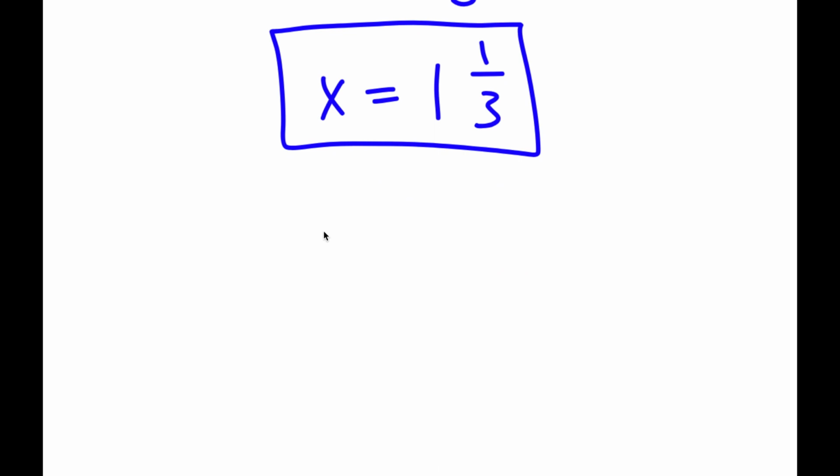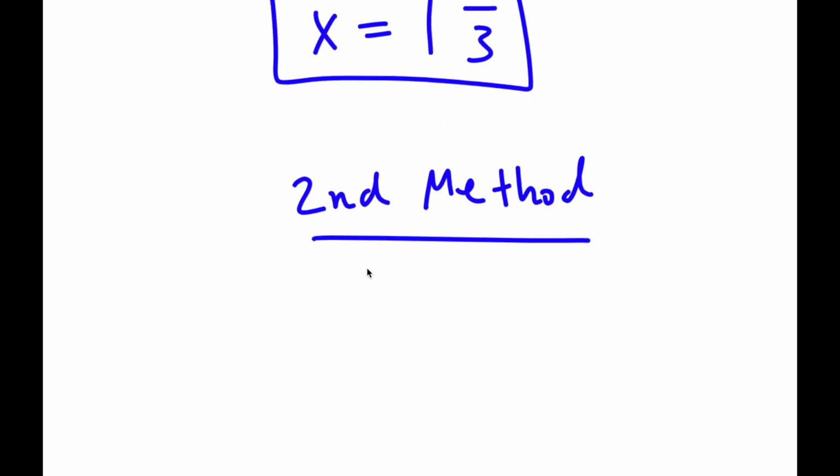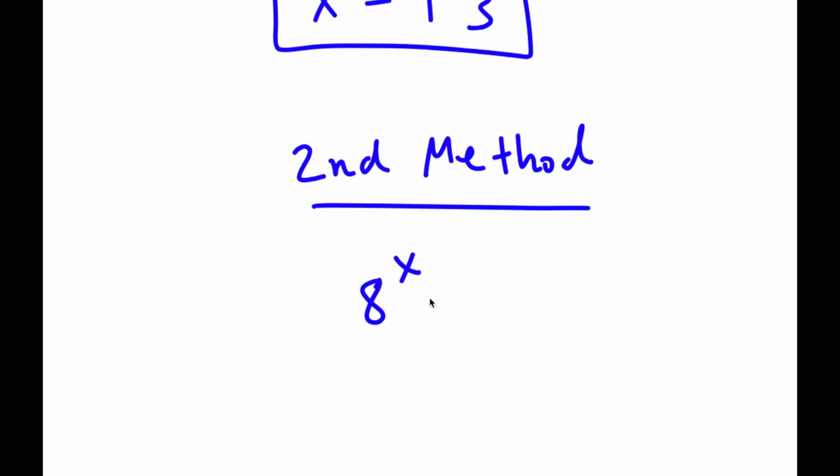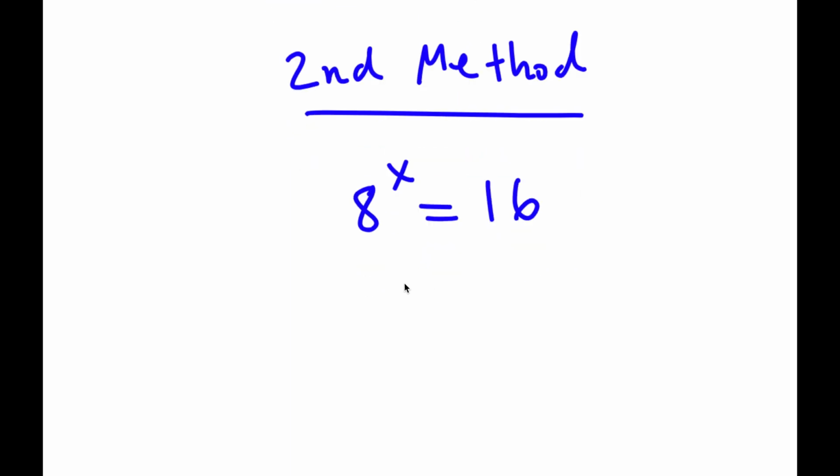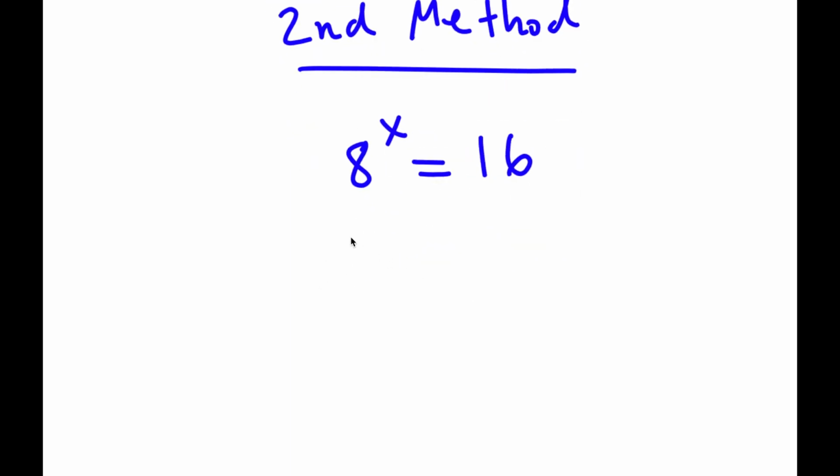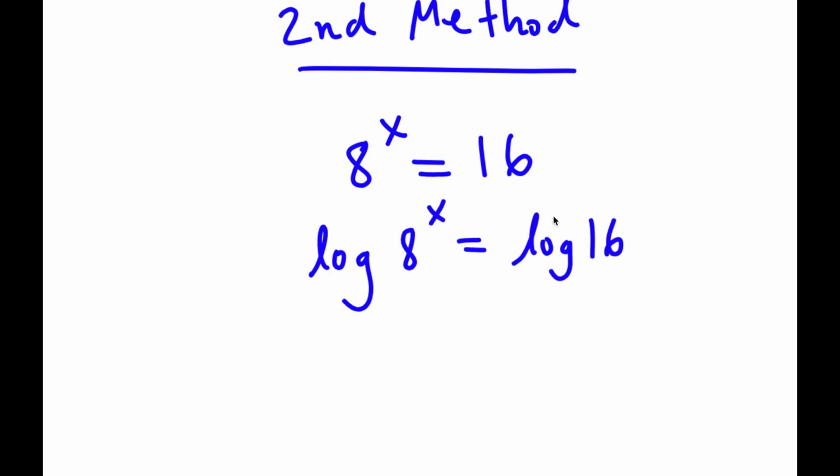Now I actually have a second method to solving this problem. So for my second method, again, first start with 8 to the power of x is equal to 16. Now, instead of just simply putting 8 and 16 in different forms, I'm actually going to take the log on both sides. So now I have log 8 to the power of x is equal to log 16.